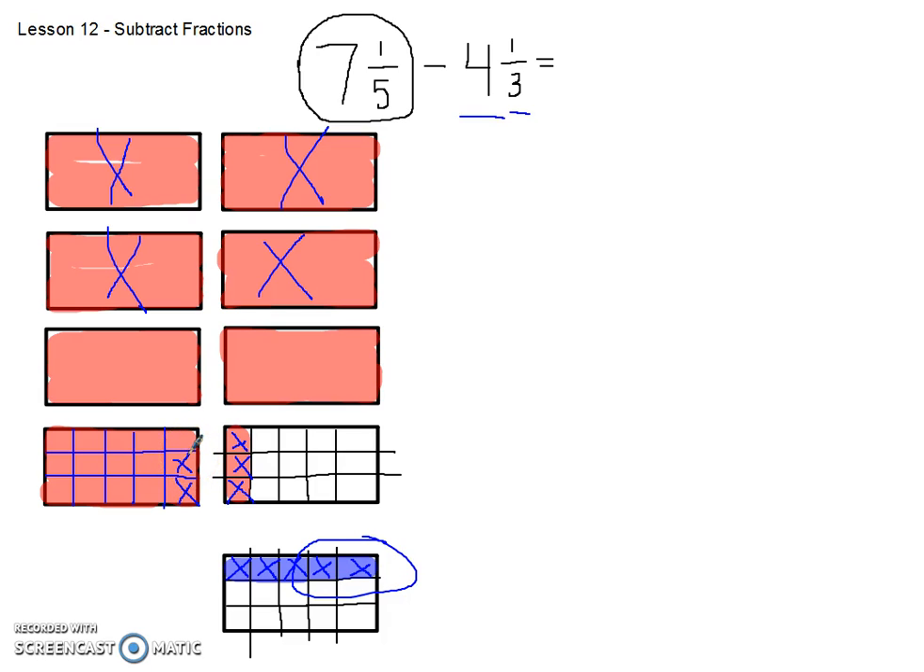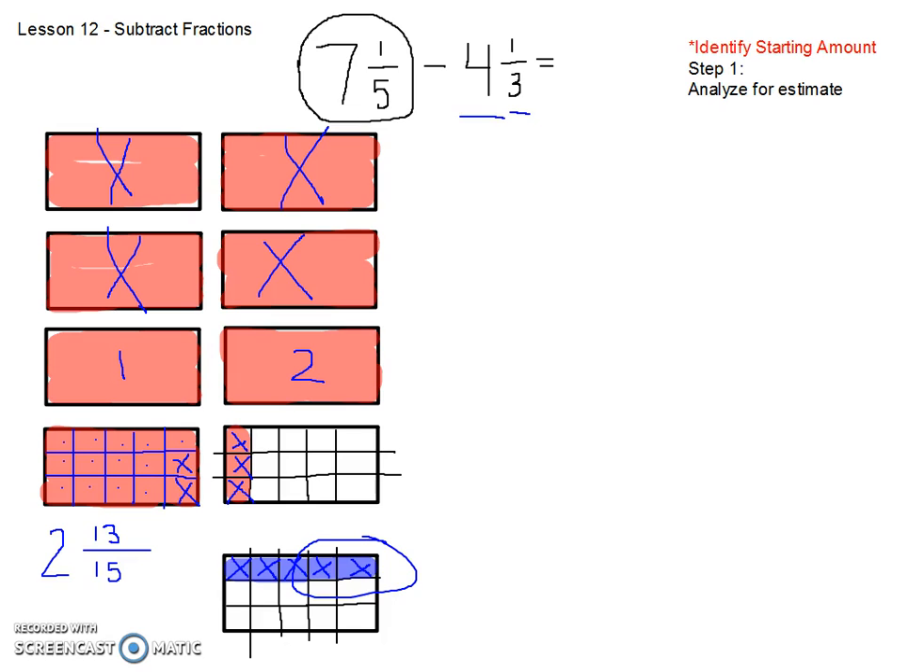So what I'm left with after I've taken away that 4 and then that 1/3 is 1, 2, and 1, 2, 3, 4, 5, 6, 7, 8, 9, 10, 11, 12, 13 parts out of a 15 part whole. So if I would put them all together, I would have 2 13/15.